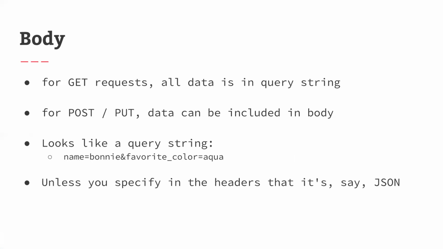Okay, and then the body. For GET requests, all of the data is in the query string. GET requests don't have a body. But for POST and PUT, you can include data in the body. DELETE requests don't need a body. You're basically just deleting the resource that the path is specifying. You can also include data in the query string, but it's conventional to include it in the body.